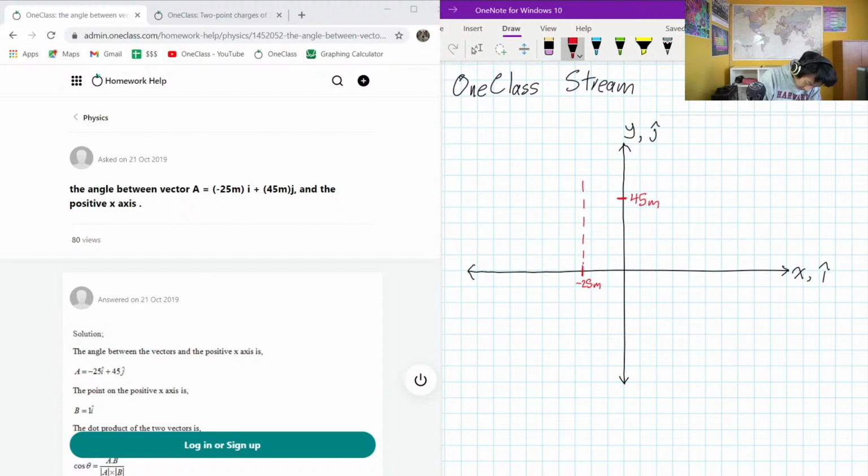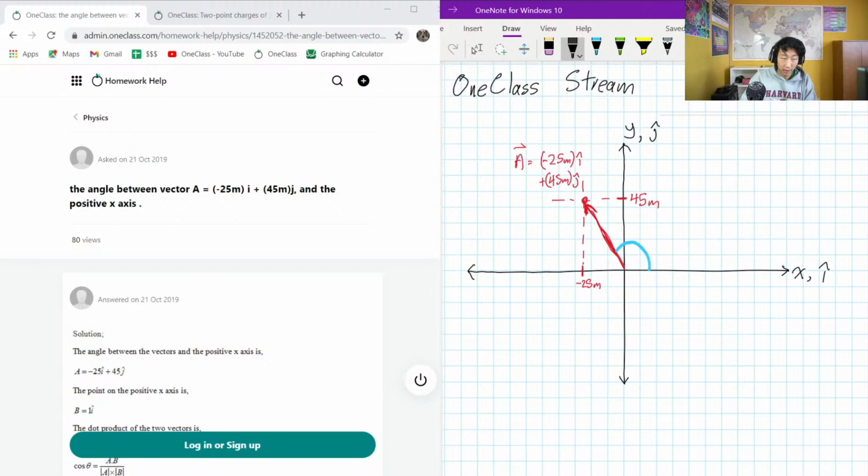Okay, so this vector is going to go from the origin to here. Okay, let's call this vector A, which is negative 25 meters in the I plus 45 meters in the J direction. So the angle that we're really interested in is this angle right here. And as we can see from the diagram, we expect something that's going to be bigger than 90 degrees, but smaller than 180 degrees. Okay, so just visually from the diagram, we know what that is going to be.